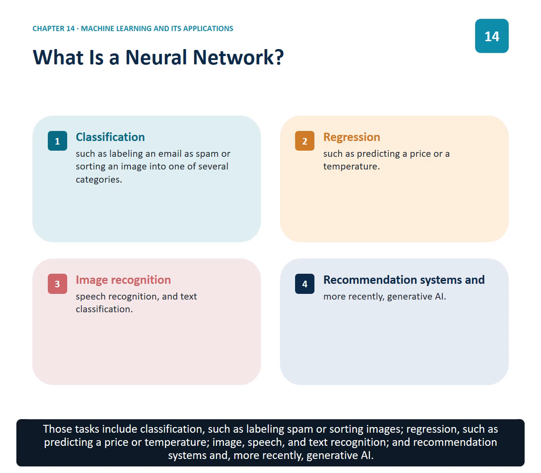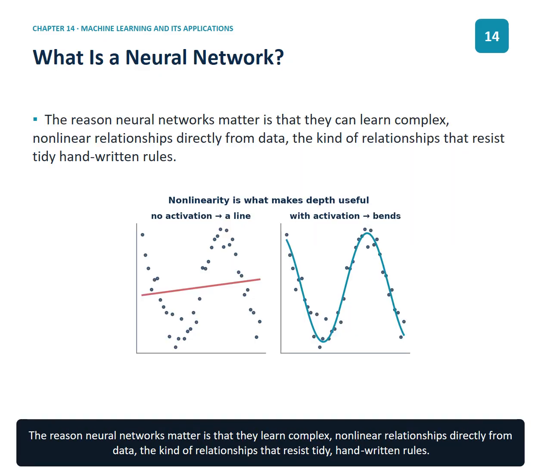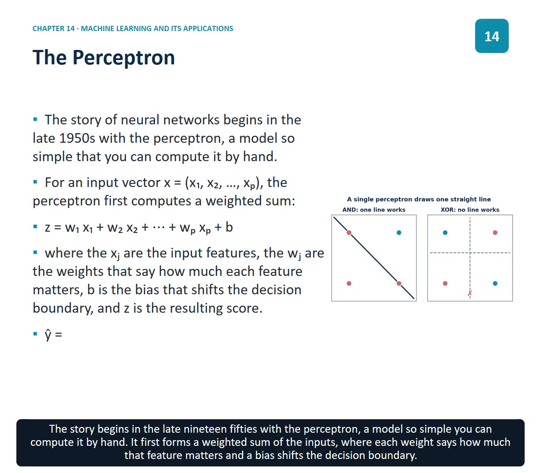Those tasks include classification, such as labeling spam or sorting images, regression, such as predicting a price or temperature, image, speech, and text recognition, and recommendation systems, and more recently, generative AI. The reason neural networks matter is that they learn complex, nonlinear relationships directly from data, the kind of relationships that resist tidy, handwritten rules.